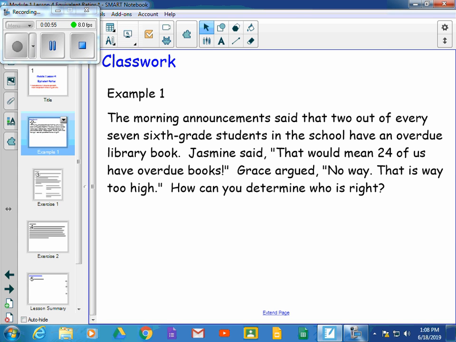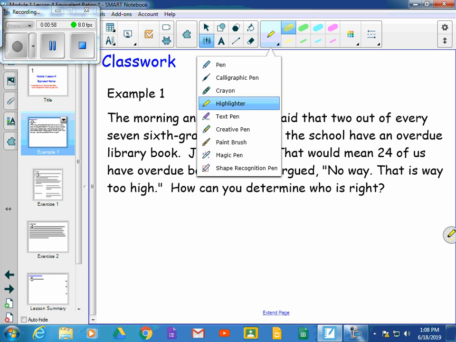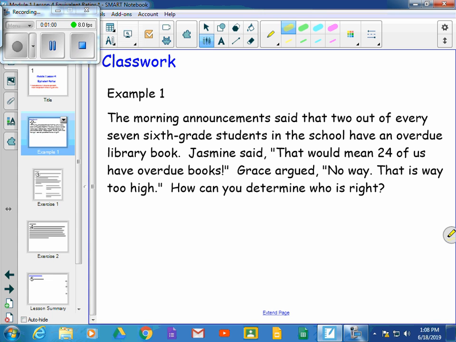Now, let's take a look at some of the information that we're given here. 2 out of every 7 6th graders have an overdue library book. That tells us about the ratio involved here. 2 out of every 7. It tells us that we're going to have a ratio of 2 to 7 involved.